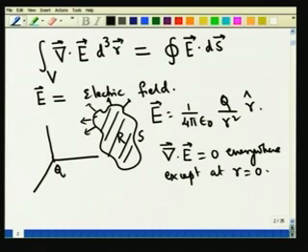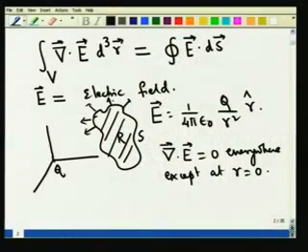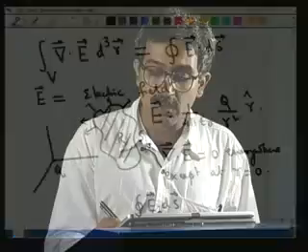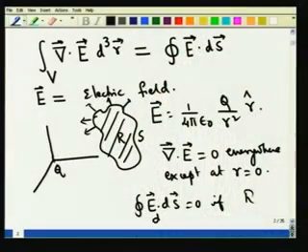This is a very simple mathematical exercise that you can perform. Take the divergence, evaluate it in spherical polar coordinates, and you will find that it is identically equal to 0 everywhere. Since divergence equal to 0 is true for all points in this region R, by this equality we conclude that the integral of E dot dS equals 0 if R does not enclose the charge.